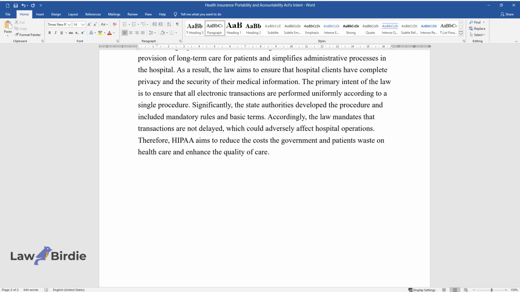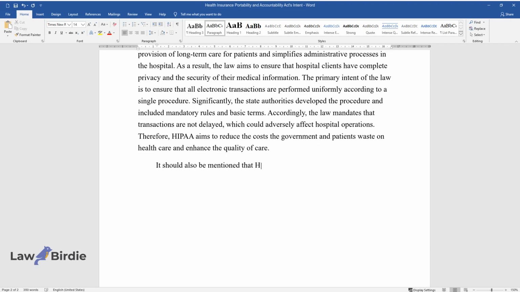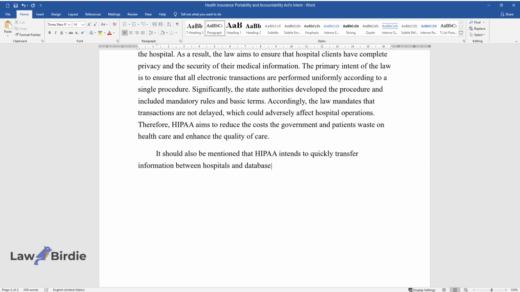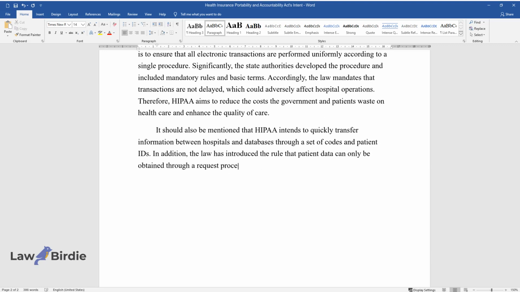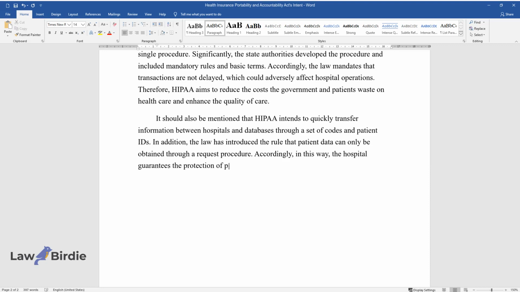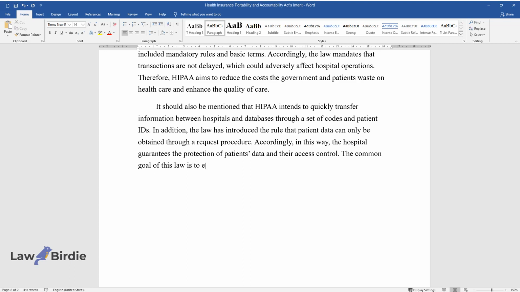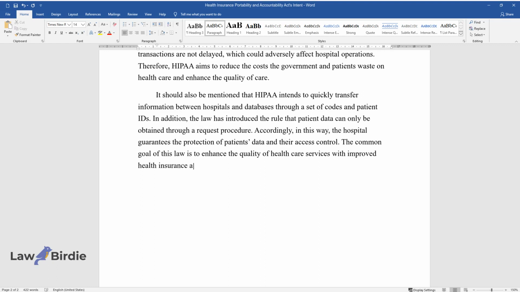It should also be mentioned that HIPAA intends to quickly transfer information between hospitals and databases through a set of codes and patient IDs. In addition, the law has introduced the rule that patient data can only be obtained through a request procedure. Accordingly, in this way, the hospital guarantees the protection of patients' data and their access control. The common goal of this law is to enhance the quality of healthcare services with improved health insurance and confidentiality of information.